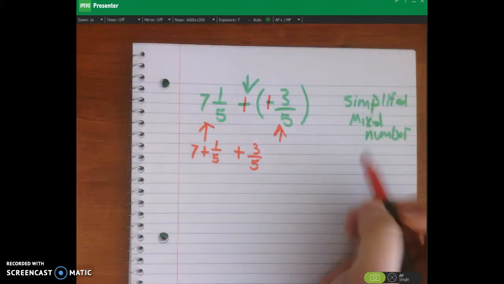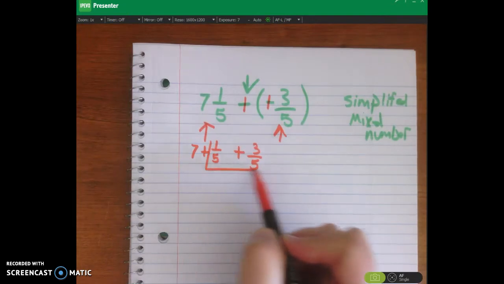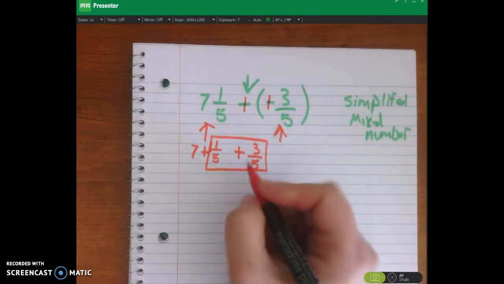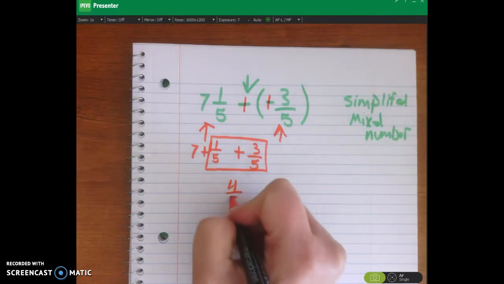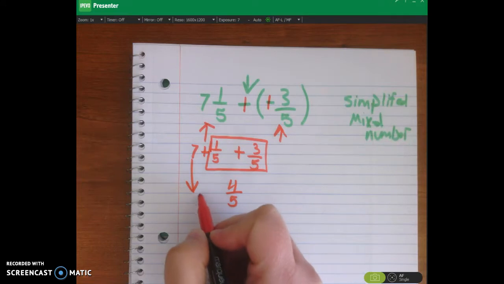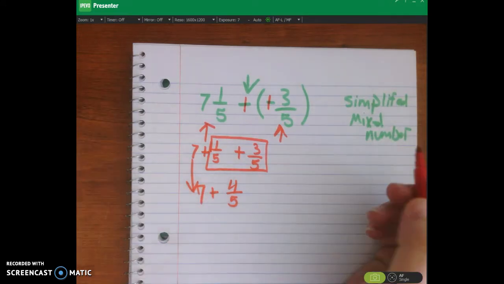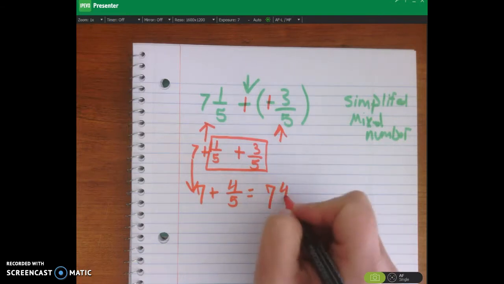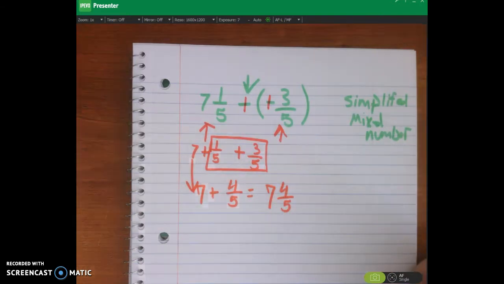So by doing this, we could go ahead and add these two fractions together, and we get 4/5. So we still have our 7, so I'd bring down that 7. So we'd say 7 plus 4/5. Add those together, and you get 7 and 4/5.